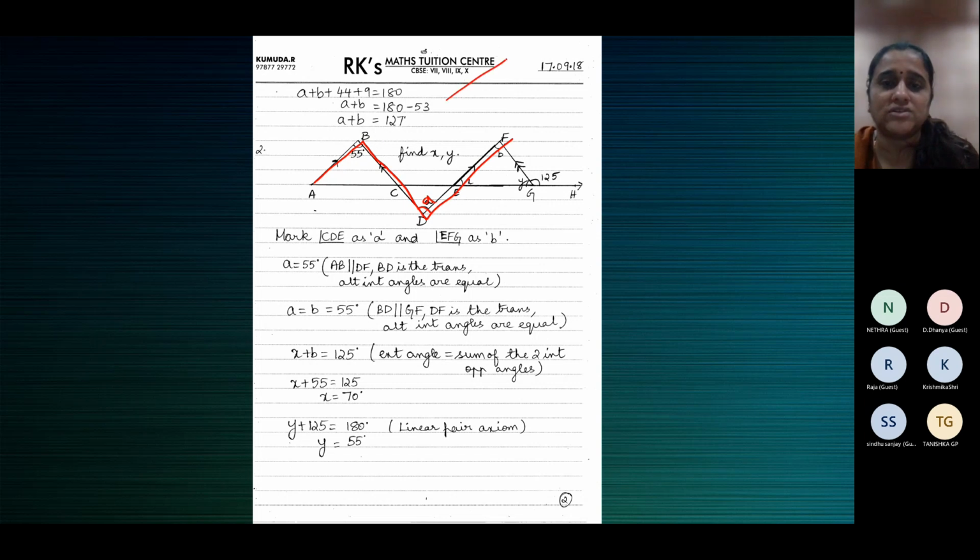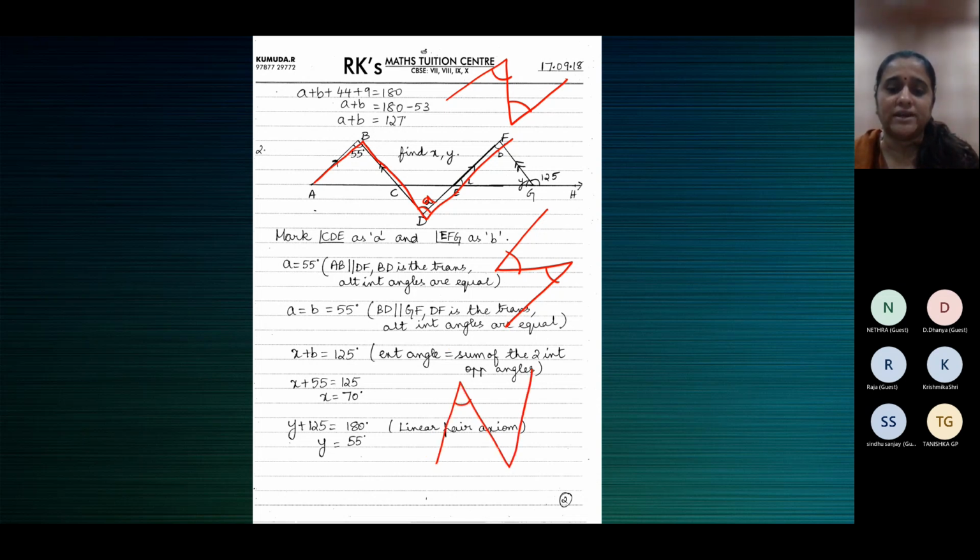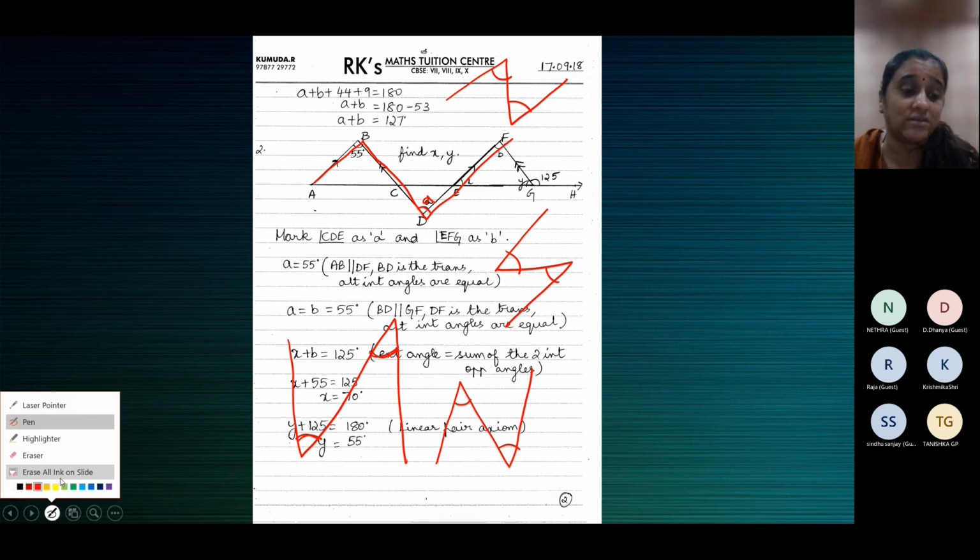Parallel line, transversal, parallel line. Here you can see the Z formed. Here and here are the alternate interior angles. Similarly, see here, parallel line, transversal, parallel line. Here are the alternate interior angles, which are equal when the lines are parallel.